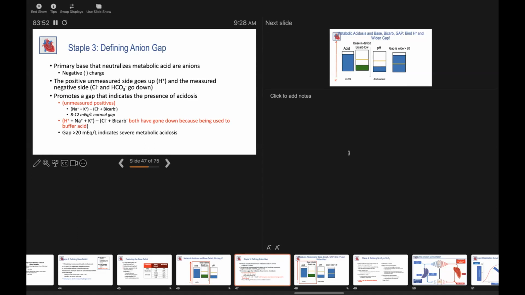So if your gap is greater than 20, that always indicates severe metabolic acidosis. It doesn't tell you why. It just says you've got severe metabolic acidosis. If you've got severe metabolic acidosis, do you expect the heart rate to be up? Do you expect the respiratory rate to be up? Yes.